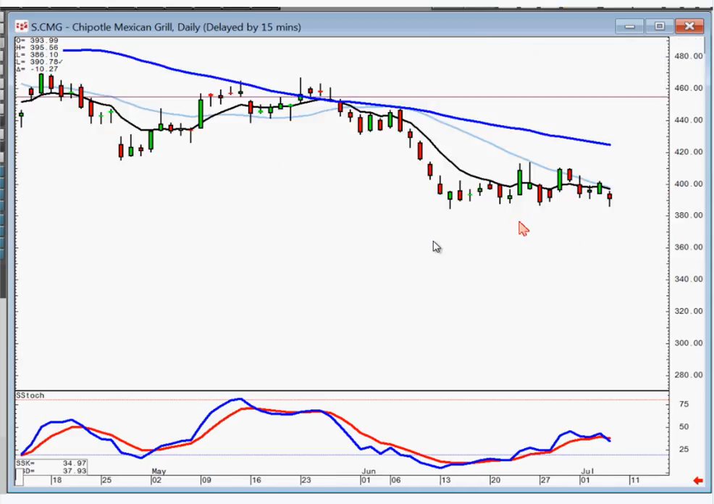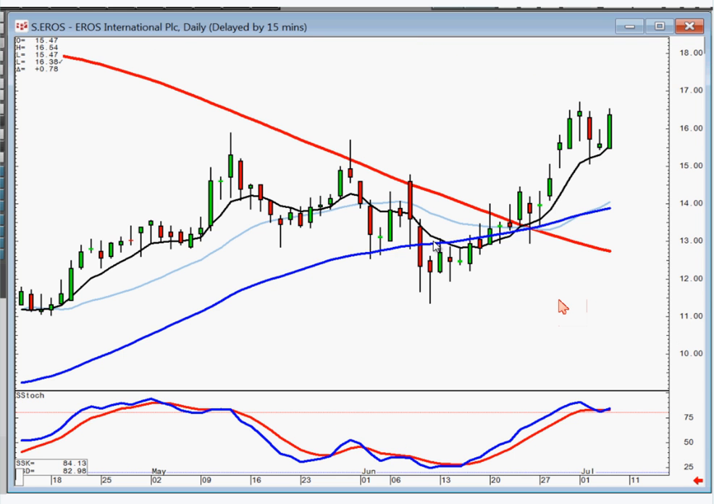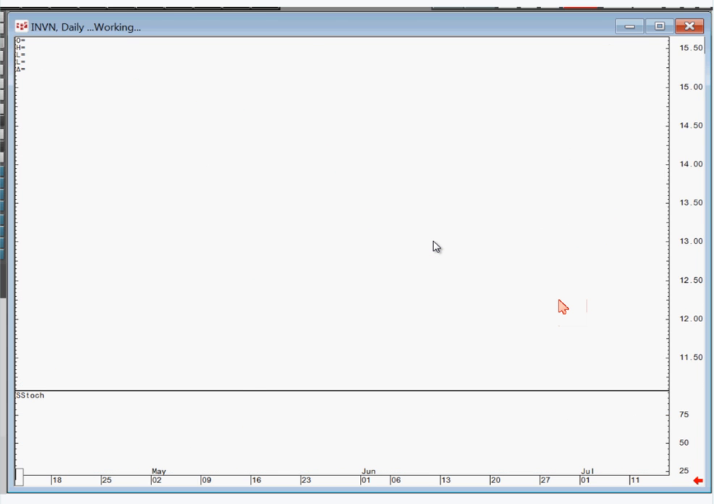Chipotle, you can get ready to short this one. If I was going to short it, I'd put a sell stop just below today's low. That would tell me that this support level is not acting as support, but now you've got wave 1, wave 2, wave 3 in process. Did I do EROS? Yes. INVN.